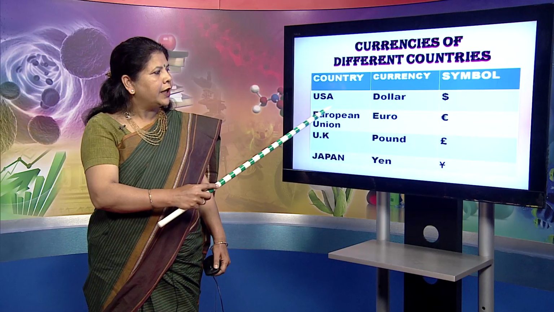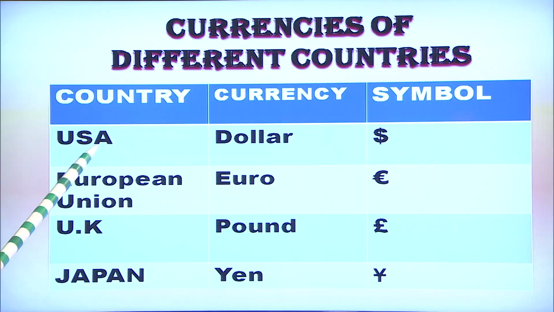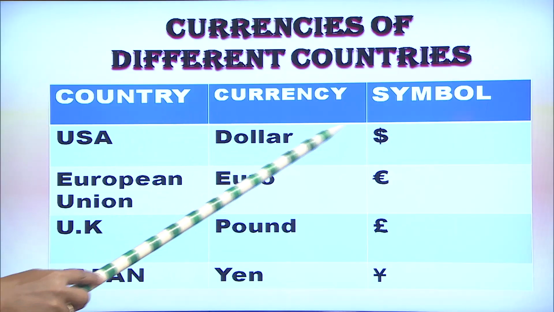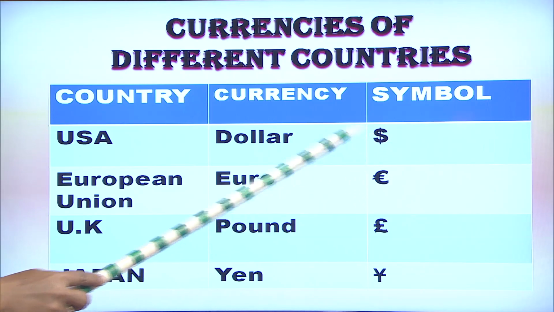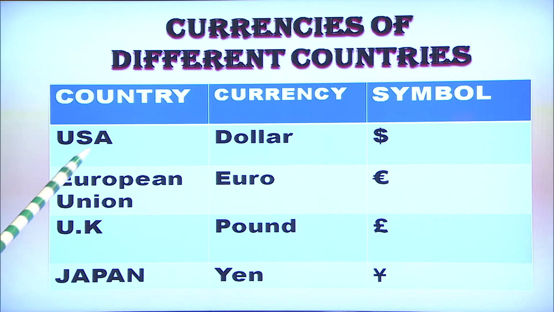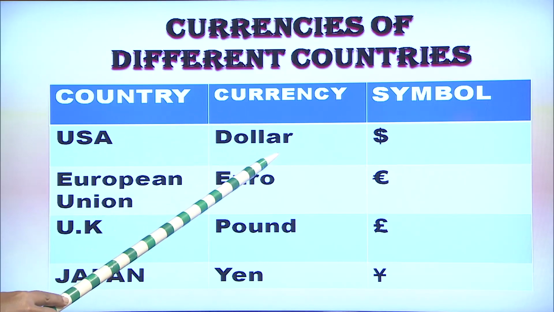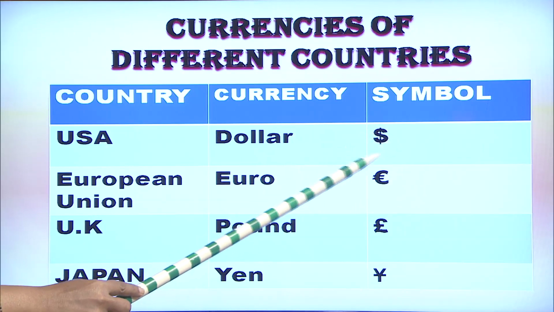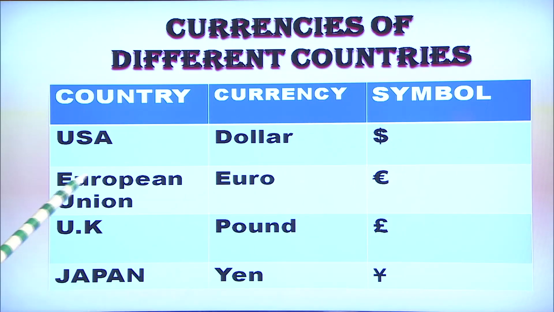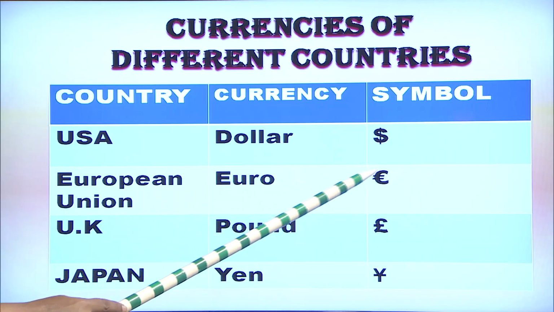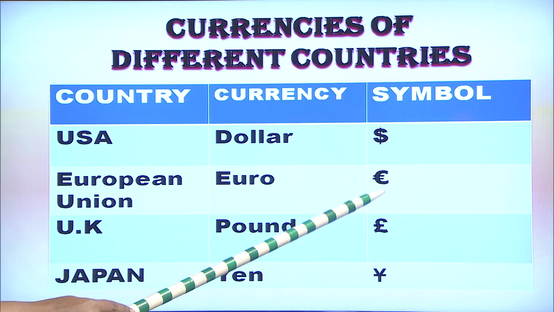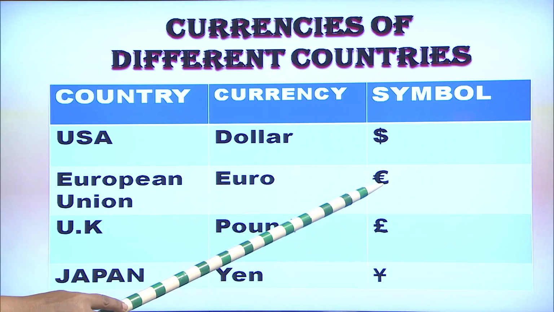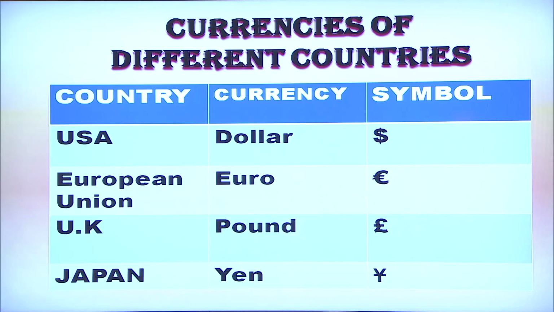Here, just so that we can understand better, we have some countries with their currencies and the symbols of these currencies. First one is the United States of America. It has its currency as dollar, and the symbol, as you can see, is an S vertically cut. The European Union, which is a combination of various countries of Europe, has the euro, and its symbol is a kind of an E with a double horizontal cut.